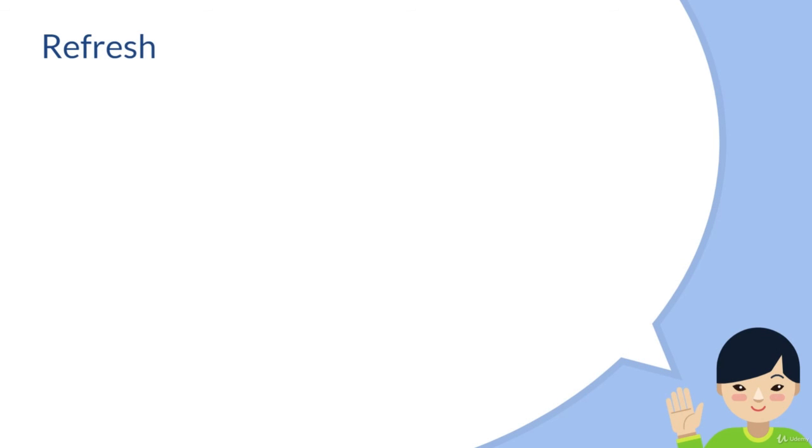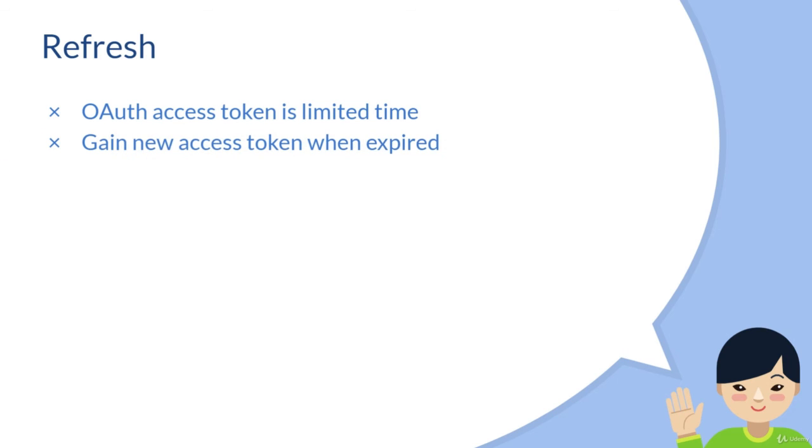An OAuth access token usually has limited validity time. Refresh flow is used to gain a new access token when the previous one has expired. That is why refresh flow is sometimes not considered an OAuth flow.